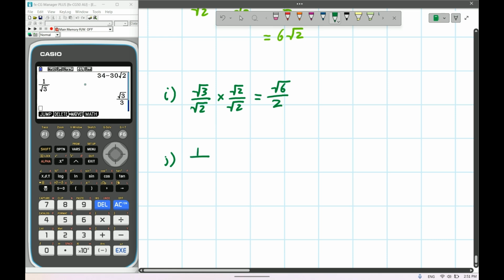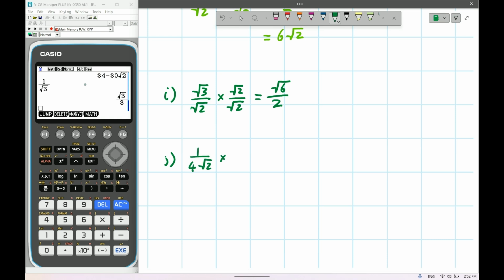J, 1 over 4 root 2. Now, once again, it's not necessary for you to consider this 4 when determining what to times it by. You just need to multiply it by the square root part. So just like that. And so the top will become 1 times square root 2, which is just square root 2. And the bottom will become 4 square root 2 times square root 2, which would be 4 times 2 over 8. Cool.